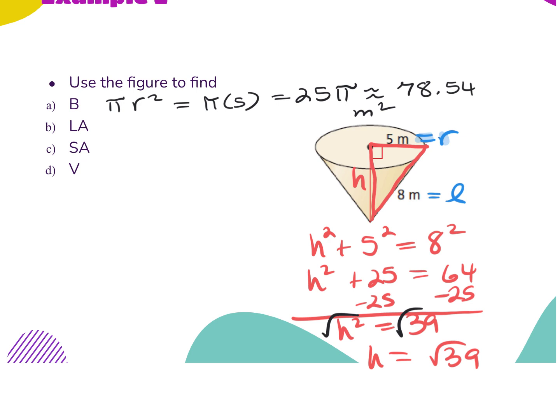For the lateral area, it's a set formula. It's pi times the radius times the slant height. And this was all given to me from the beginning. So pi times the radius, which is 5, times my slant height, which is 8, which gives me 40 pi. That's left in terms of pi. Using your pi button, it's going to equal 125.66. And these are both meters squared. And that's your lateral area.